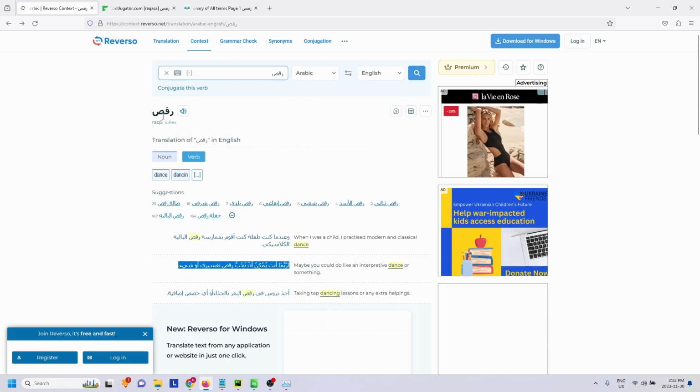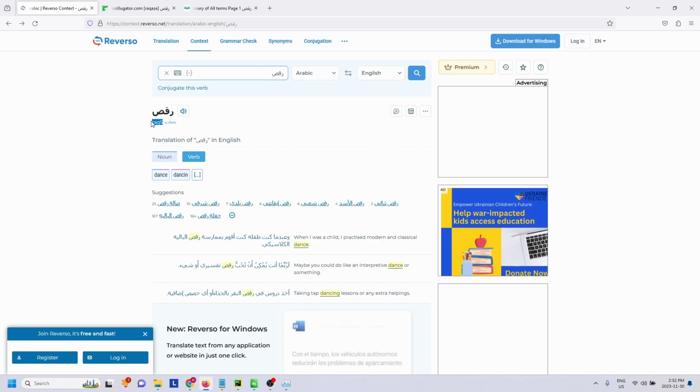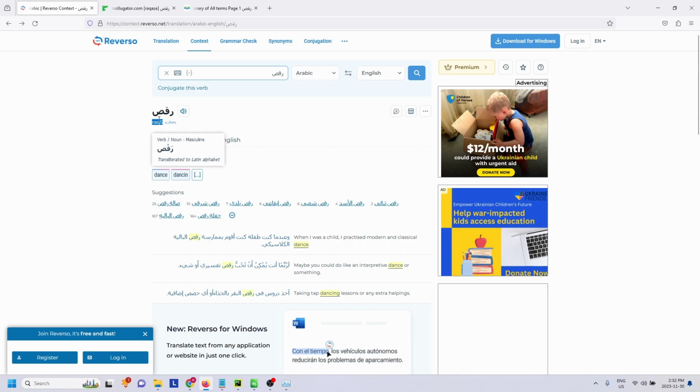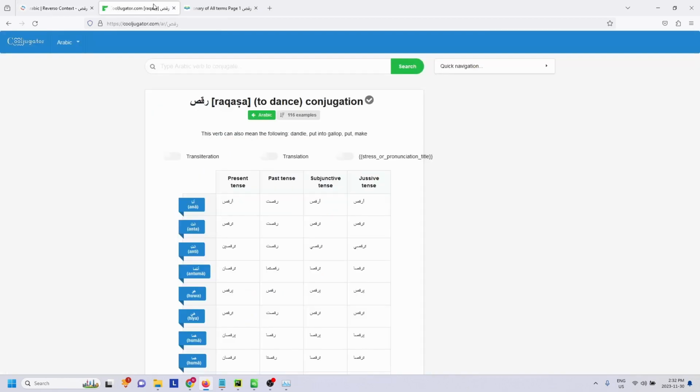Now, one issue is that if you were looking up the verb here, well, the pronunciation written under the Arabic word is actually for the noun. If you know a little bit about Arabic, you would probably be able to tell that just by looking at it, but maybe you're not certain. So you want to go to another website to make sure that if you're looking for a verb, you know exactly how that verb is supposed to be pronounced. That website is called Cooljugator.